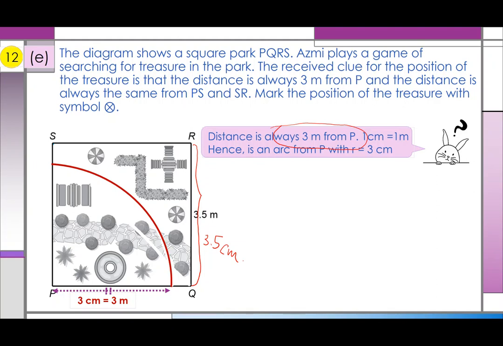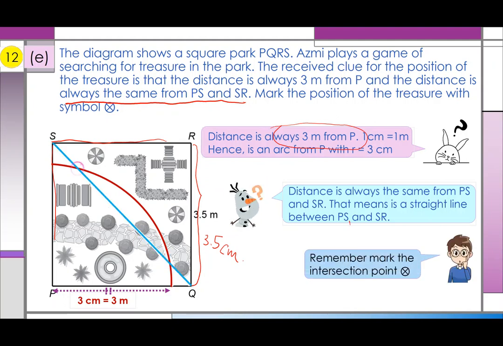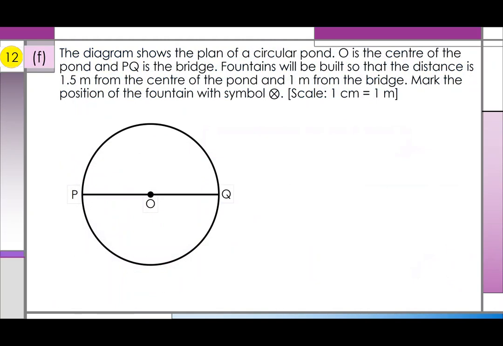Okay, second clue is the distance is always the same from PS and SR. PS and SR. So through the intersection line, the distance is always the same from PS and SR. That means it's a straight line between PS and SR. So mark the position of the treasure. So this is the point.